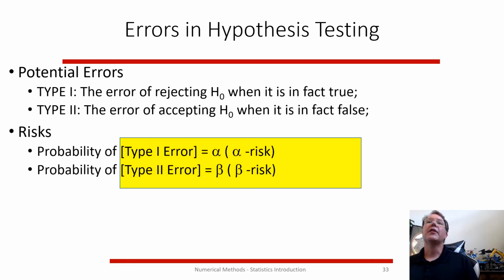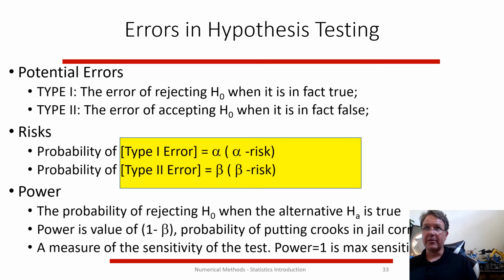So the type 1 error is called alpha risk, and your probability of type 2 error is your beta risk. And that's when you accept it when it's false. So alpha and beta are two different types of error, and you can quantify both of these. Power is the probability of rejecting H0 when it's false, and it's 1 minus beta. So you want a good, powerful test, which means you split the two populations between A and B very effectively.